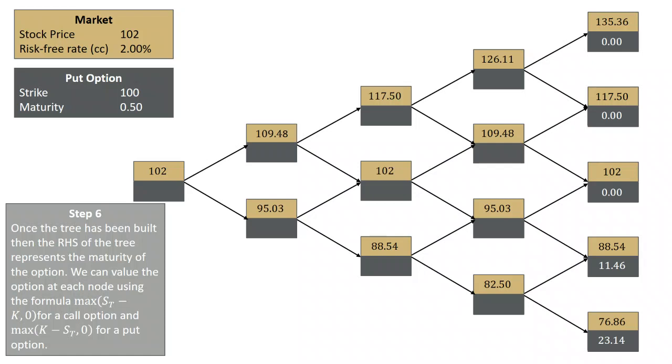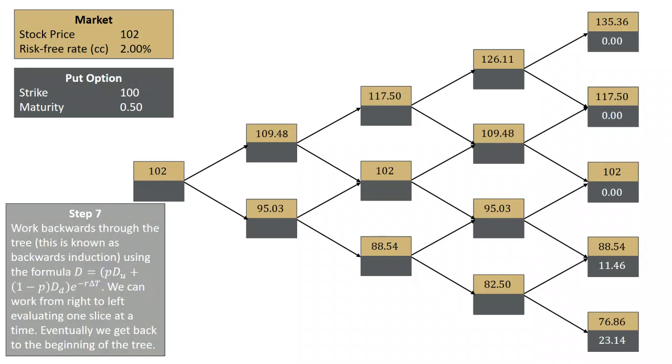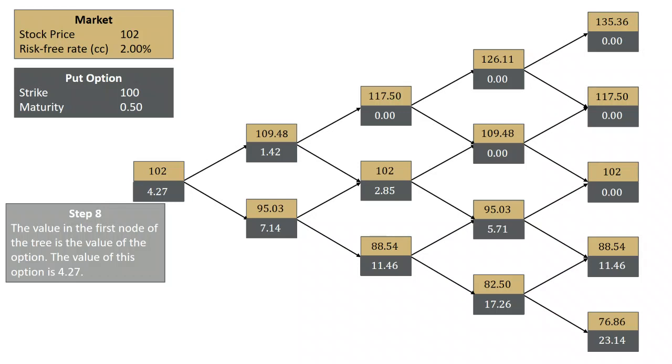Now that we're done with the last slice, we're going to work backwards through our tree, where the value in any given node is P times the value up, plus 1 minus P times the value down, all discounted by e to the minus r delta T. Of course, for those first two nodes, the value up and the value down are both 0. So those first two nodes end up with zeros. For the next one, the value up is 0, but the value down is 11.46. So we have 1 half times 11.46 times e to the minus 0.02 times 0.125, or 5.71. The next node, 17.26, and then we can carry on filling in our tree from right to left until we get to the beginning, and of course that first value, 4.27, is the value of the put option.